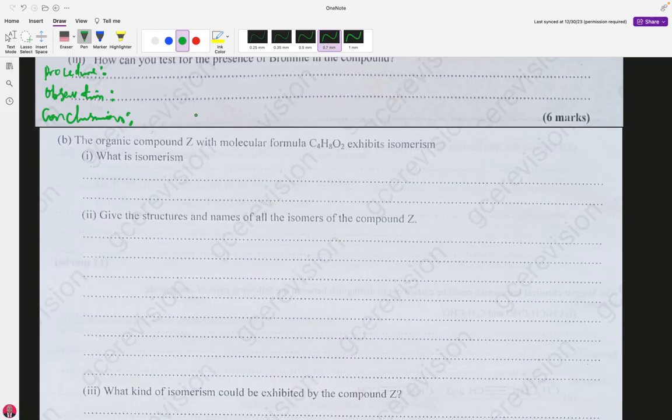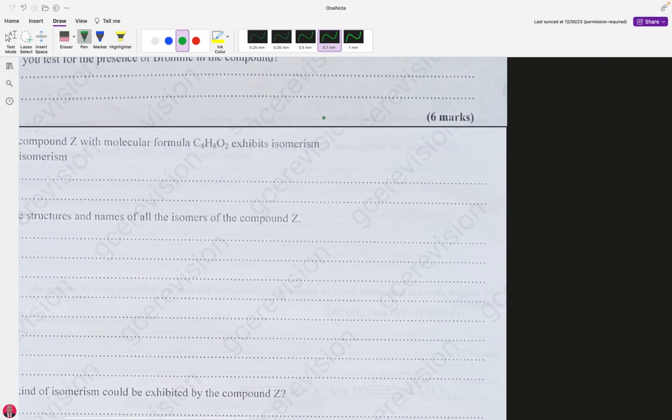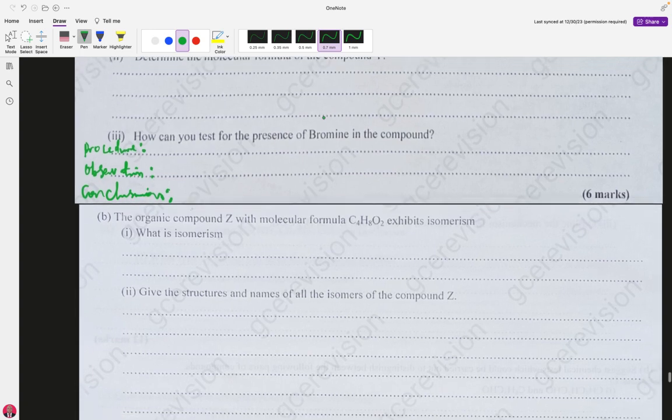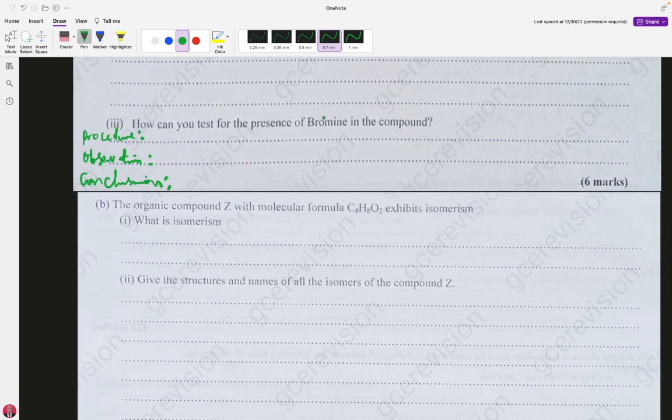And the general formula for the test for halide: you can say it is X, the halide. I highlight a halide ion.